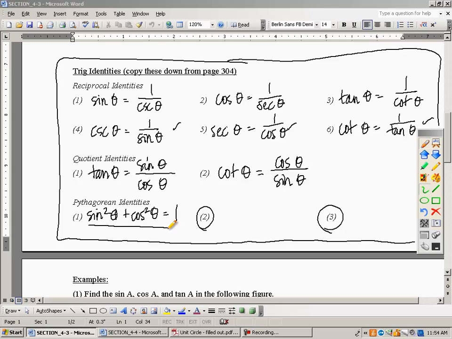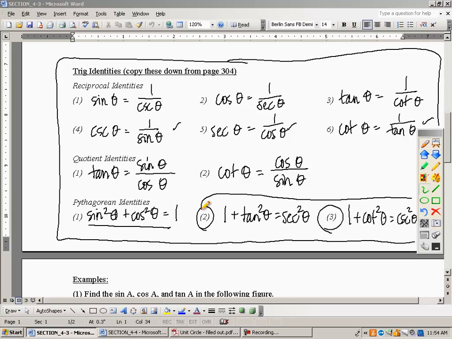2 and 3 we're going to give you all the way through chapter 4, but at chapter 5, I don't give you any more. I expect you know. It's 1 plus the tangent squared of an angle equals the secant squared of an angle. And the third one, 1 plus cotangent squared of an angle is cosecant squared of an angle. So those 2 identities here, these are the only 2 that we will provide. The rest of them you need to know.